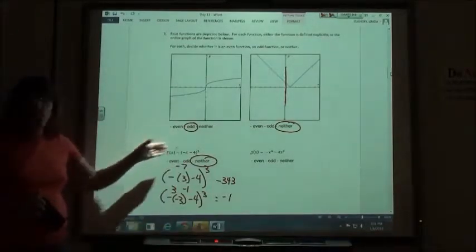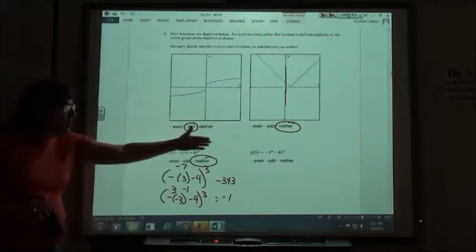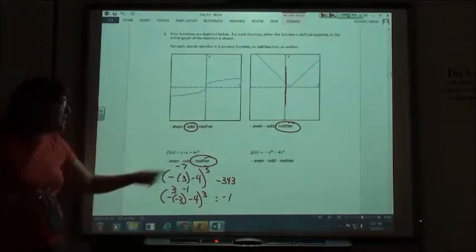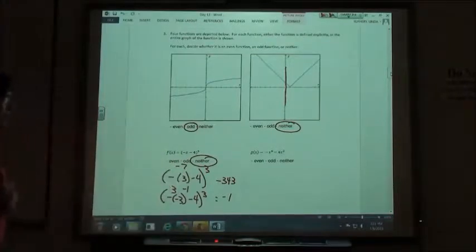So if it has parentheses, absolute values, a fraction, anything other than a regular straight across function, I have to do my check to make sure. This one ends up being neither.